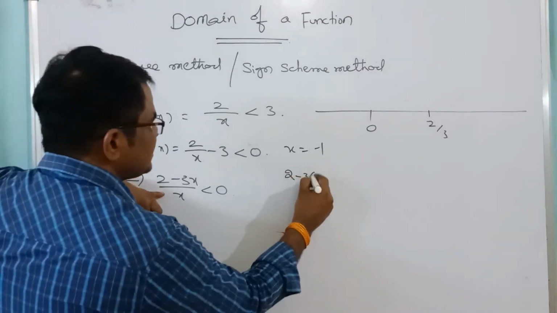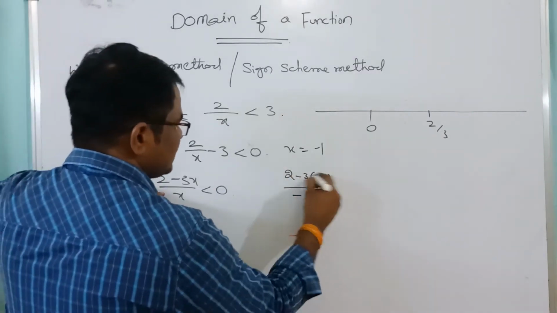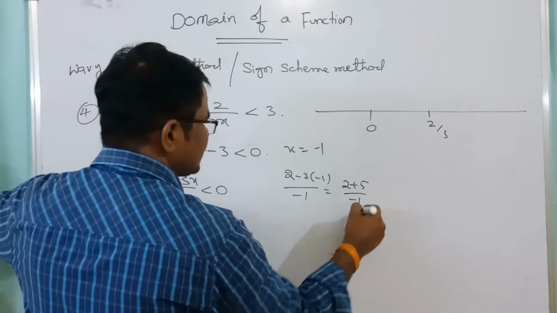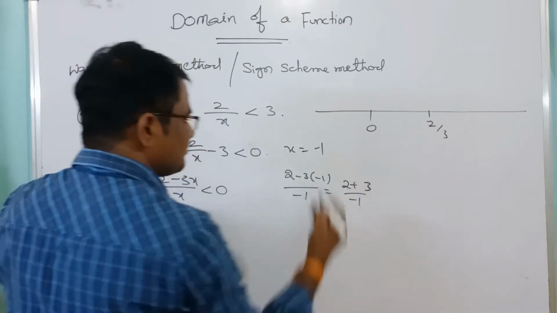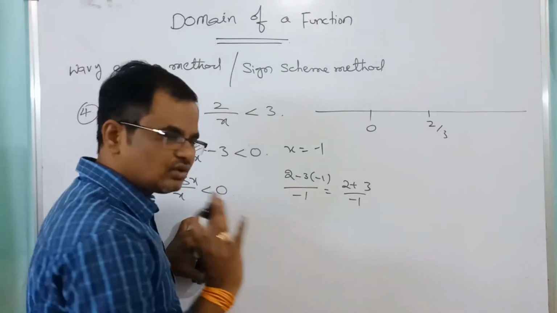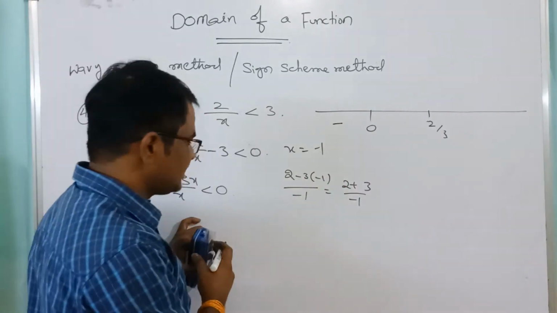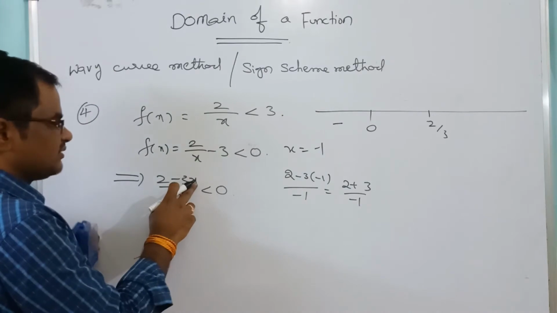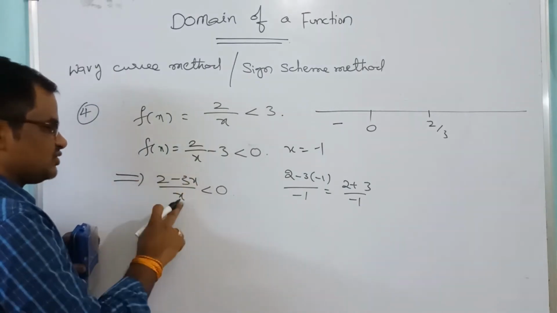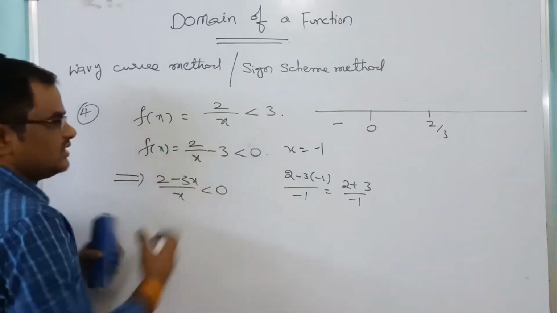So 2 minus 3 into minus 1 divided by minus 1, that is equal to 2 plus 5 by minus 2 plus 3 by minus 1. Negative or positive, that only we have to identify, not the exact value. So it is negative, right? See, x equal to minus 1: minus or plus means it is positive divided by negative. Positive by negative, negative only.